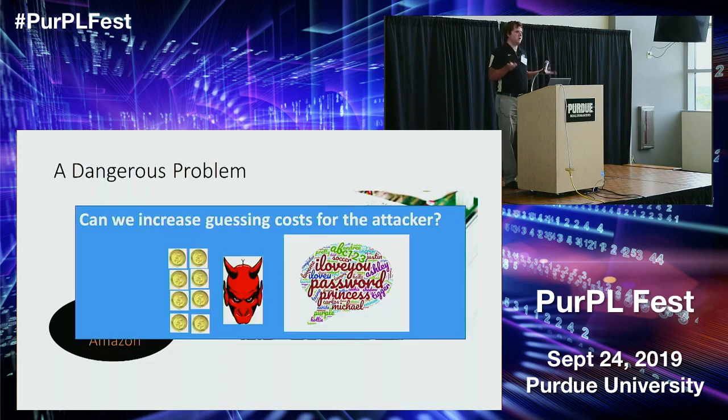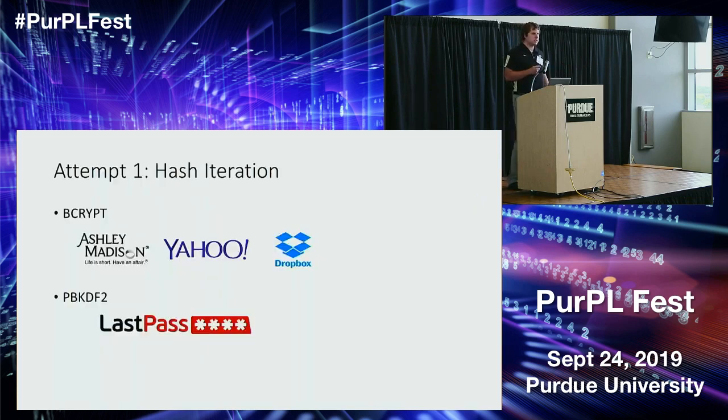So, of course, if people are picking weak passwords and the attacker can try 14 trillion guesses per second, this is going to be devastation. Most people's passwords are going to be cracked pretty quickly. So one of the natural questions then is, can we increase guessing costs for the attacker? That's a natural question, and there's been a lot of attempts to do exactly this.